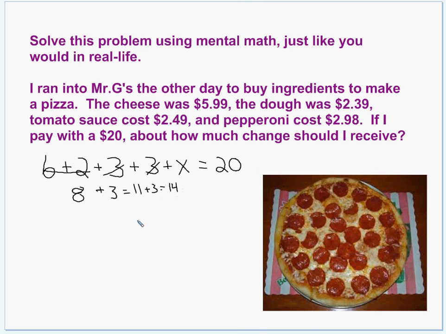So I'm going to rewrite this here. I'm going to say I have 14 plus x equals 20. And this is what you do in the grocery store. You'd add it all together. Okay, that's about $14. What plus $14 makes 20? Yeah, $6. So my change should be about $6.